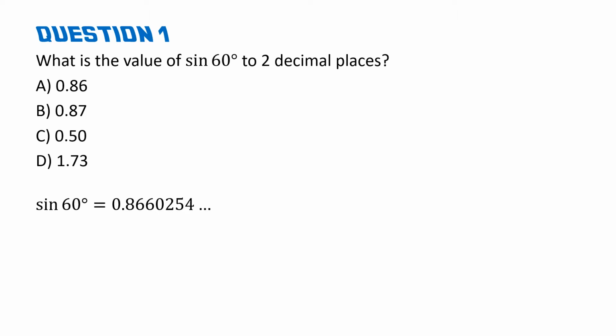0.8660254. Now it says we want to round to 2 decimal places, so 0.86 is either going to be A or B. Hopefully you realize, well, that second 6 means that we're going to be rounding it up to 0.87. So the correct answer is going to be B.